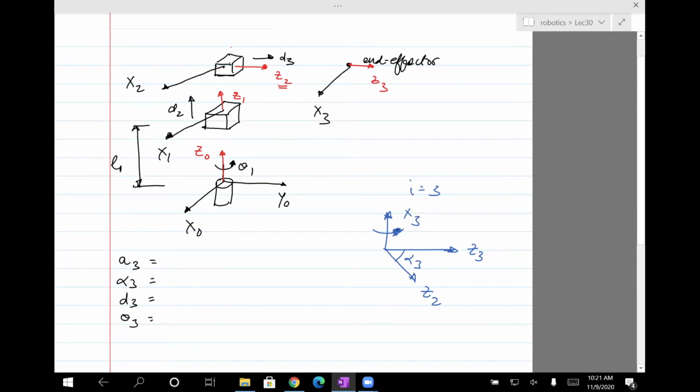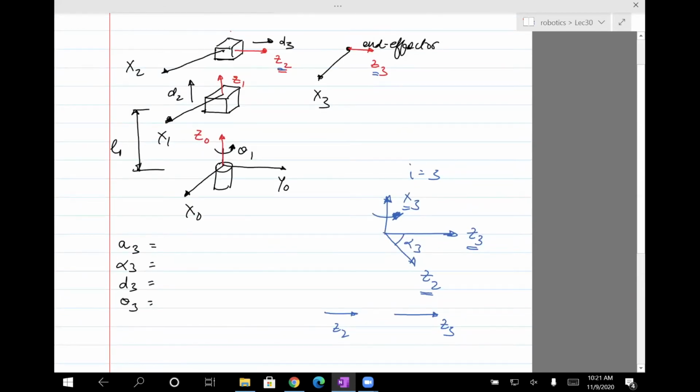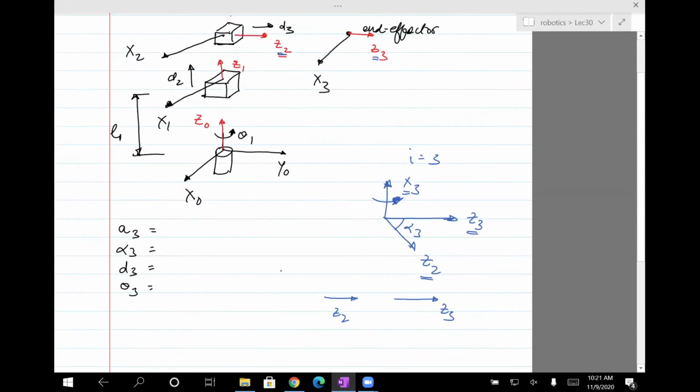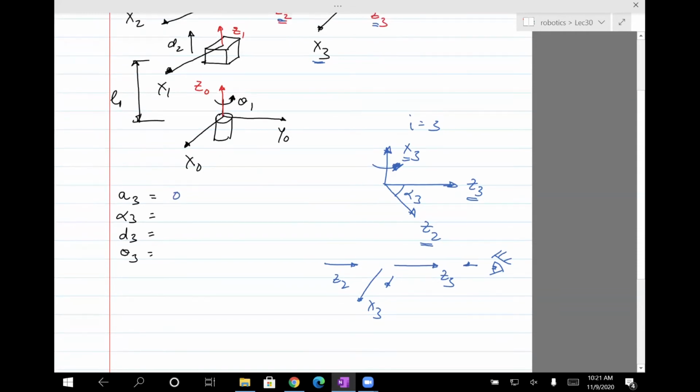Okay, so let's now find the distance A3, which is the distance from Z2 to Z3 measured along X3. So Z2 is right here, Z3 is right there. Let me redraw them here. Z2, Z3, and I need to find the distance along X3. Okay, and X3 you can see points this way. So if you view this figure from this side, then you can see that Z2 and Z3 align with each other. So the distance along this axis between those two axes, Z2 and Z3, is going to be 0. So that's my first value.